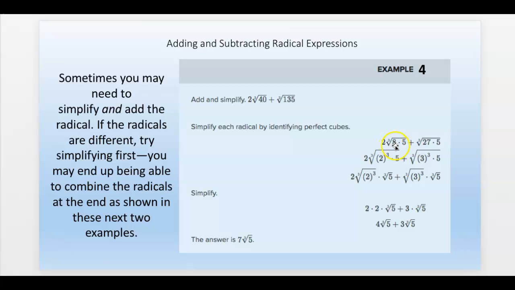Well, the cube root of 40 has a perfect cube in there. The cube root of 8 is 2. And the cube root of 135 has a perfect cube factor in there. 27 times 5 is 135, and the cube root of 27 is 3. So you can take them out. And when you do that, you end up with a cube root of 5 in each term. Therefore, you can combine them together. All right, we have 7 cube roots of 5.